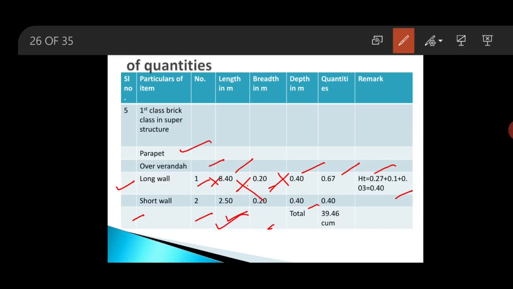So with this we have covered the quantity calculation of brickwork in superstructure. So this is all for today's class. In the next class we will do the deduction part of the brickwork in superstructure. Thank you.